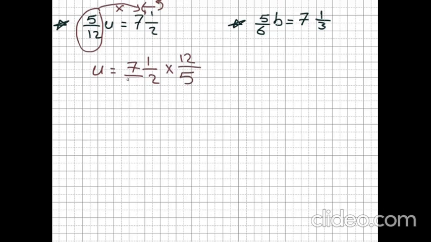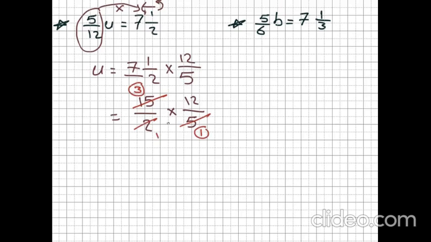To multiply, we have to change the mixed number to become an improper fraction. 7 multiplied by 2, the answer is 14. 14 plus 1, the answer is 15. Denominator stays 2. Multiply by 12 over 5. From here we can simplify. We said before, every time we can simplify. Here, divide by 5 and divide by 5. Divide 5, the answer is 1. Divide 5, the answer is 3.